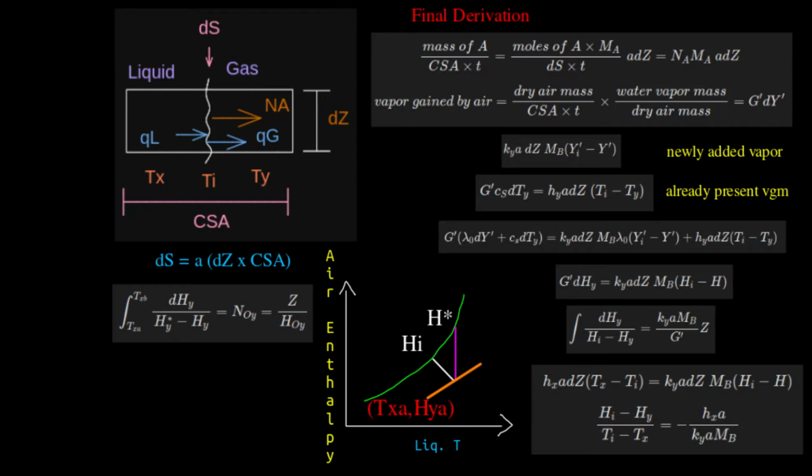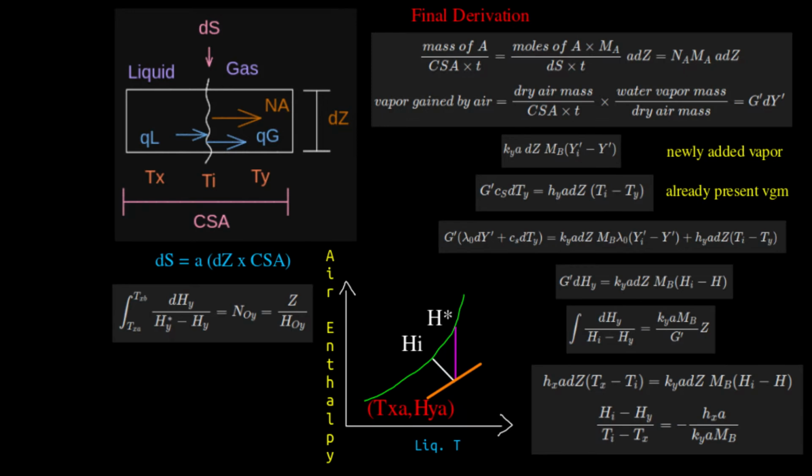To find Hi, we equate the heat transfer rate in liquid to the total heat transfer rate in the gas phase. This says that the line connecting (Ti, Hi) on the equilibrium curve and (Tx, Hy) on the operating curve has a slope of minus Hxa by Kya into Mb. Thus, for many points on the equilibrium curve, we can draw lines of this slope to find Hi minus Hy. Numerically, we then integrate the inverse of these values and multiply by G' divided by Kya Mb to get the height of the tower. So this is the second approach.